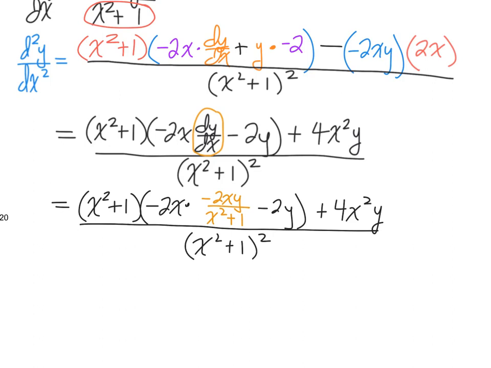A little bit better than it was originally, though not much better than the previous step. In fact, it made it look a little worse. A little distributive property: I can multiply through. I can take this x squared plus 1 and multiply it by this piece, but then also by this piece.